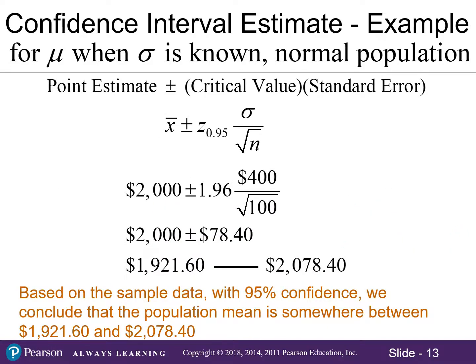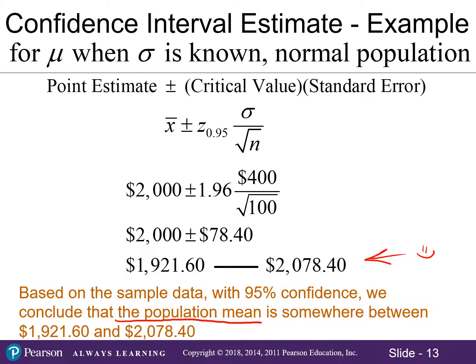Okay, so to summarize what we just did, here you go. This is how you write it with the big long dash. Fun times. Anyway, what this tells us is I'm 95% confident that the population mean is somewhere between $1,921.60 and $2,078.40.